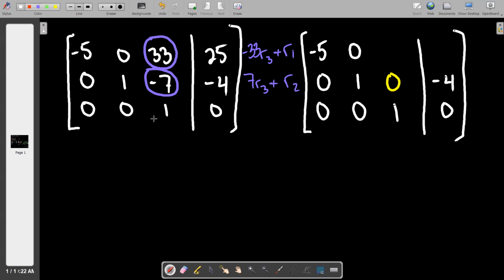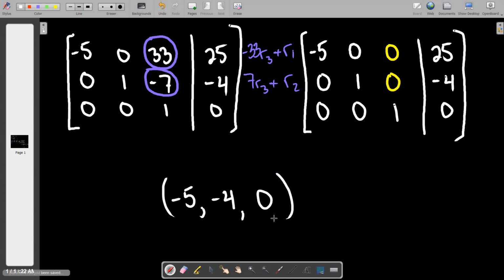What's -33 times 1? -33 plus 33 is 0. And again, I'll put that in yellow because, well, that's why we came here. And finally, what is negative 33 times 0? What's 0 plus 25? Now, you may not know it, but we're done. And I can tell you right now that the answer to this problem is negative 5, negative 4, 0. We're done. Now, the question becomes, well, why is that true?